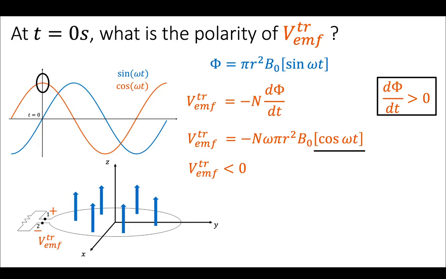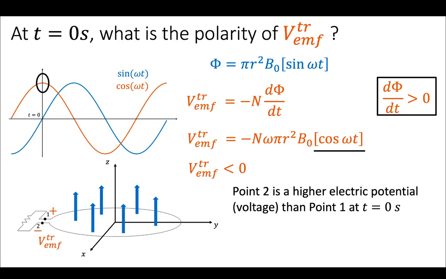And we will consider B naught to be some constant to the magnetic field that is also going to be a positive number. So N, omega, pi, R, and B naught are all positive constants. And the cosine at time equals 0 is also a positive number. But we still have that leading negative sign, making the transformer voltage less than 0 at time equals 0. So this means that the polarity of the transformer voltage is negative.